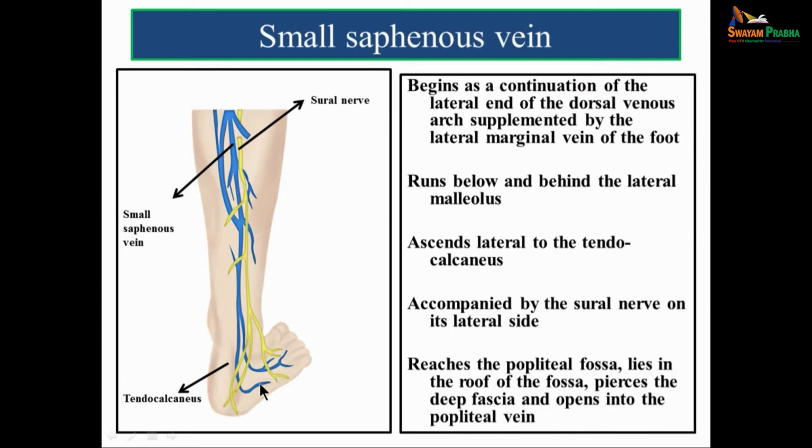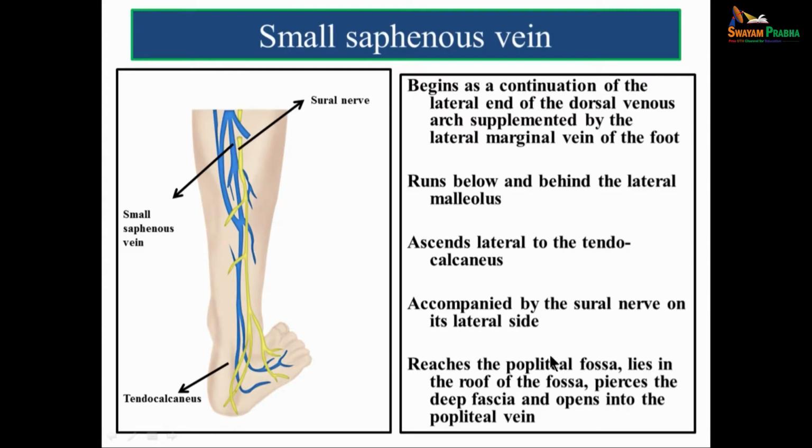So here we have an arch, this is called the dorsal venous arch. From the lateral end, another vein, the lateral marginal vein of the foot, joins it. Together they form the small saphenous vein, or the short saphenous vein. They both run below and behind the lateral malleolus. Then they ascend lateral to the tendocalcaneus, and here it is accompanied by the sural nerve on the lateral side.